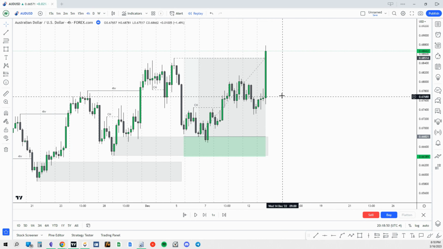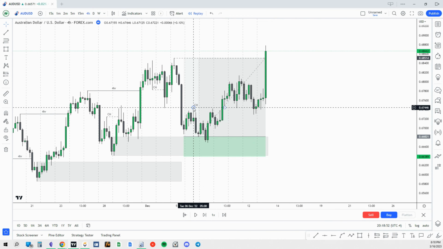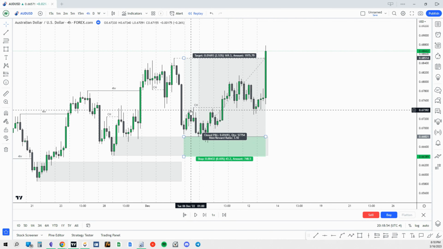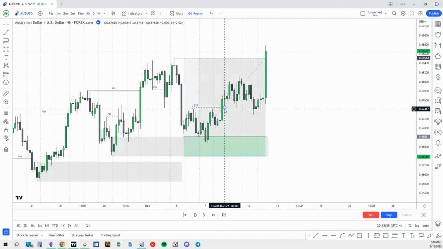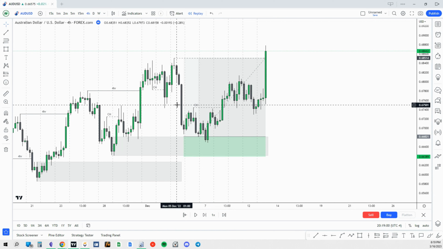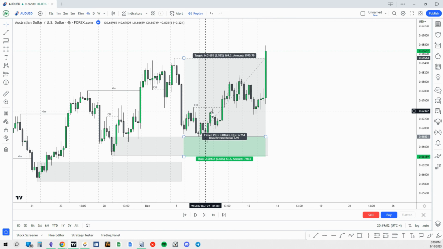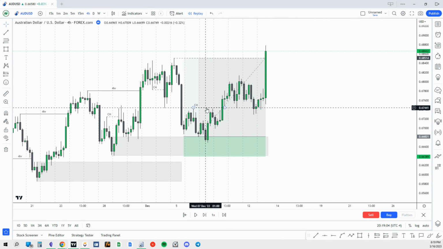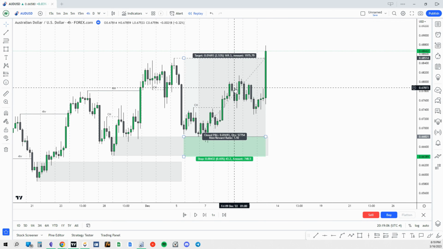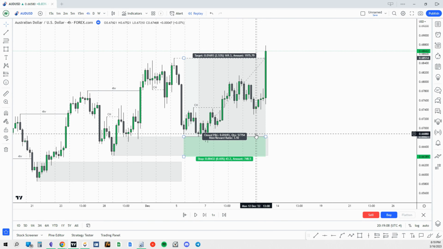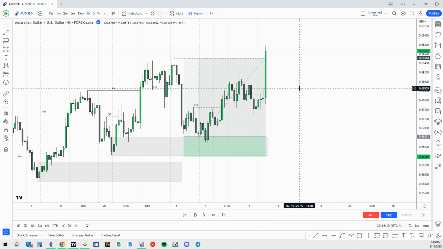Before we do that, I just want to point out really quick that at this point in time, when you get a change of character on a lower time frame, this is actually a swing reversal. Swing structure is reversing. And you need to understand that in situations like this, it is totally possible that this price action could retrace all the way back down before it continues on.